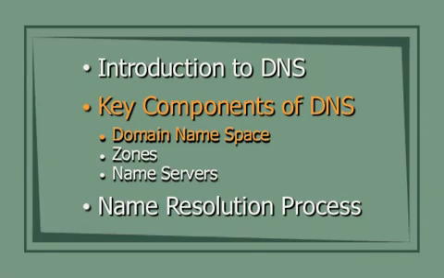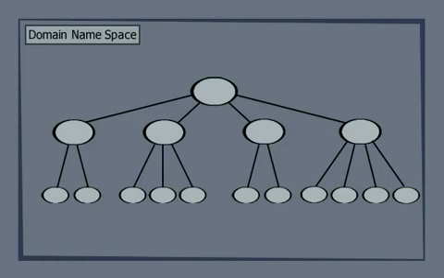The domain namespace provides the structure of a DNS distributed database. Each domain has a unique name. The domain namespace has a hierarchical structure. The root domain is at the top, and it is represented by a period. Below the root domain, the top level or first level domains can be an organizational type, such as .com or .edu, or a geographic location, such as .au for Australia.